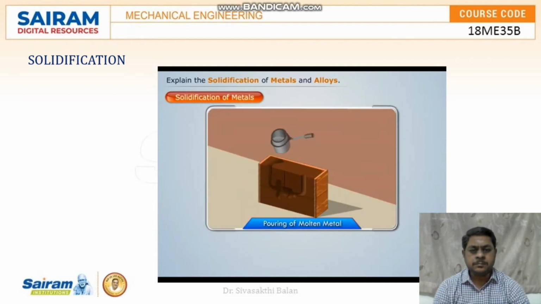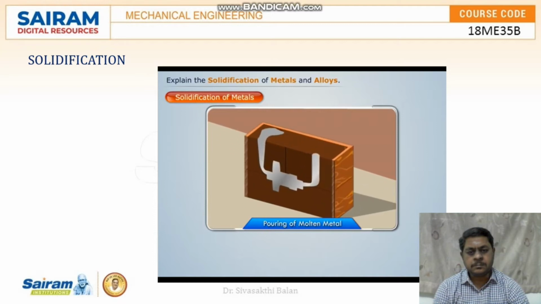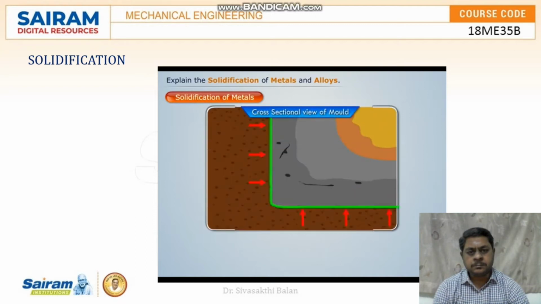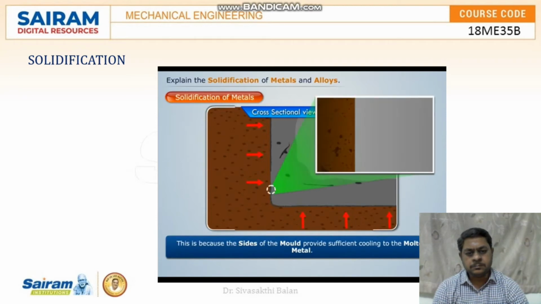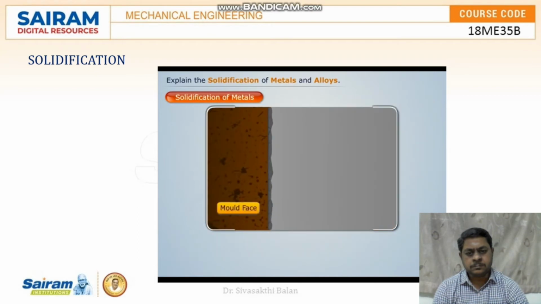When we pour the molten metal in the mold cavity, we see that the solidification process starts from the sides of the mold, then moves towards the molten metal. This is because the sides of the mold provide sufficient cooling to the molten metal. After some time, the molten metal solidifies in the form of randomly oriented crystals. The region where the crystals are formed acts as the nucleus.